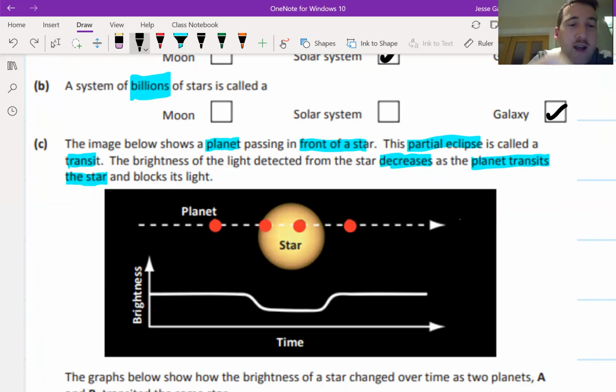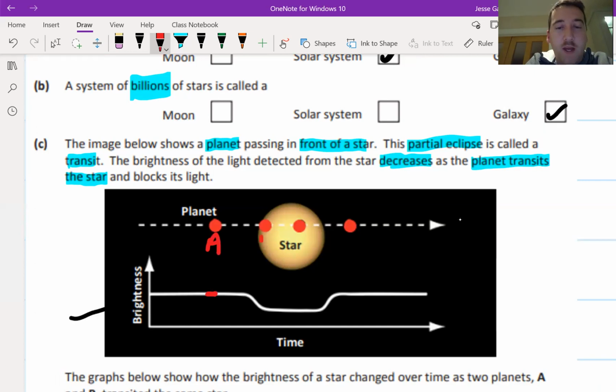So here's the picture. Basically we've got an X and Y axis. On our y-axis we've got brightness, and really importantly, the x-axis shows us the time. So as time goes by, this white line here shows us how bright it is as time goes on. If we call this point A, as the planet goes across, the light is at this level.